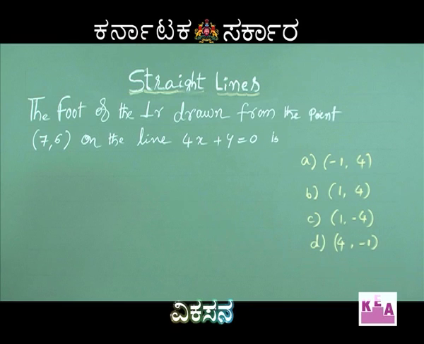Read the question now. The foot of the perpendicular drawn from the point 7, 6 on the line 4x plus y is equal to 6 is, options are: option A minus 1, 4, option B 1, 4, option C 1, minus 4, option D 4, minus 1.